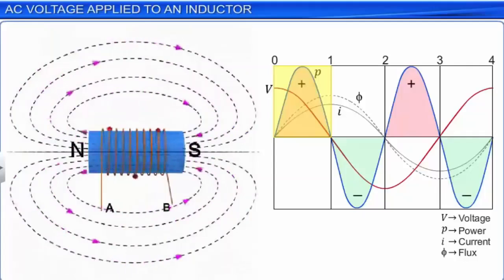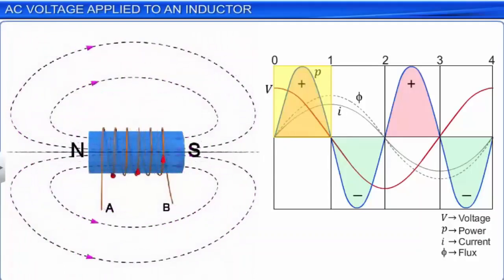The flux passing through the coils changes, setting up a magnetic field as shown in the figure. The current enters the inductor coil at A and leaves at B. As the current and voltage are both positive, it means the power is positive. Positive power means the inductor is absorbing energy from the circuit.